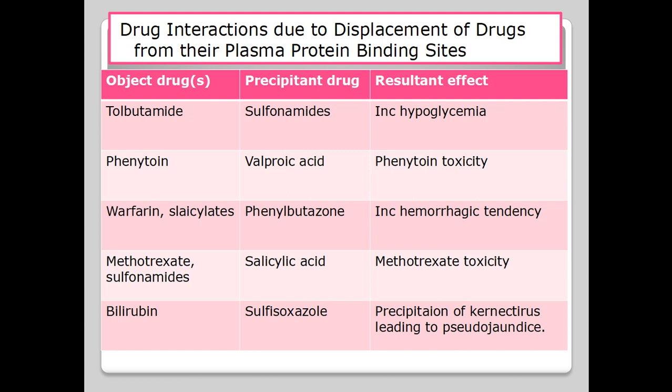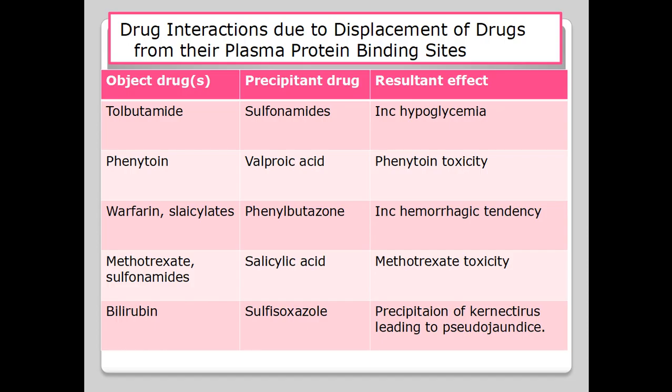Sorry, tolbutamide is an anti-diabetic, so it decreases the sugar levels in the body. But when there is displacement of tolbutamide, the tolbutamide levels in the body increase and it leads to increased hypoglycemia.